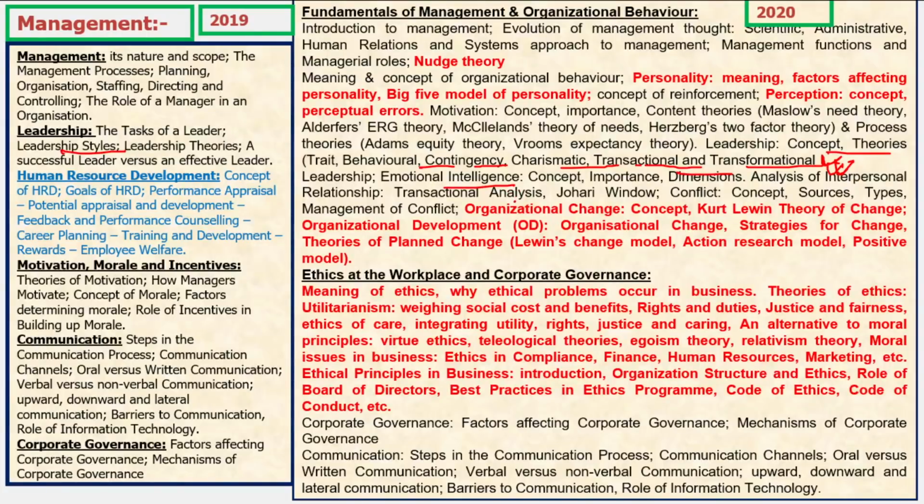Remember emotional intelligence quotient. Then concept, importance, dimensions, analysis of interpersonal relationship, transactional analysis, Johari window, conflict resolution, management of conflict. All of this stuff, they have put it under leadership. We had done it under another heading, might be. For example, I normally teach conflict resolution as a part of communication. So you have done it under the heading of communication, but these are things that had already been done, right? Now, what are the new things again?